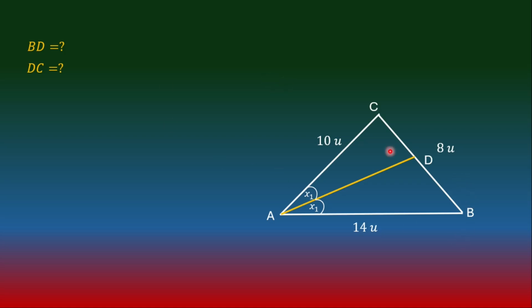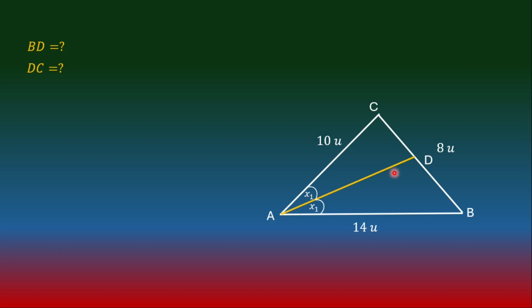In this video, I want to use the angle bisector theorem to solve this exercise. That is, we have a triangle ABC whose sides are known: side AC is 10 units, AB is 14 units, and BC is 8 units. And then we have an angle bisector AD that bisects angle A into equal parts. I am representing it with x1 and x. And we are asked to find BD and DC, that is the segments of the opposite side that is bisected by AD. So we need to find the value of BD and DC.